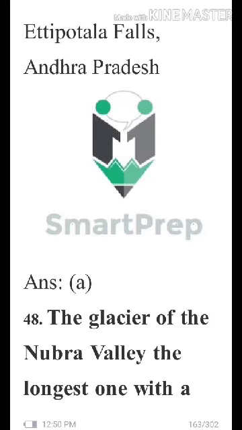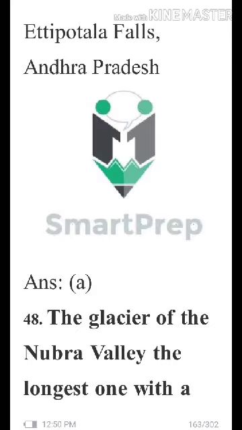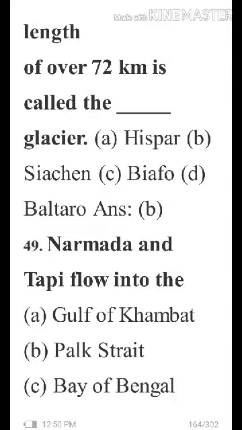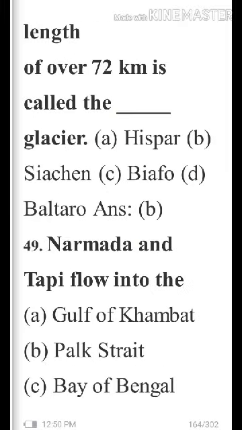Next, the glacier of the Nubra Valley, the longest one with a length of over 72 kilometers, is called the Siachen glacier. Okay, Siachen, it is a very high-level glacier. This is Siachen, the longest one, Nubra Valley. Siachen is very important.